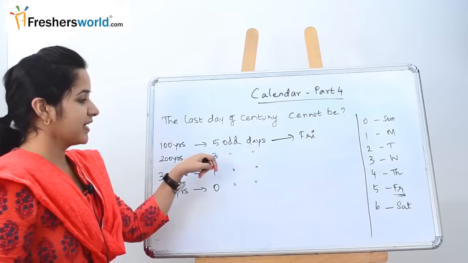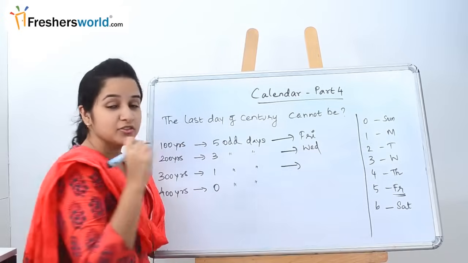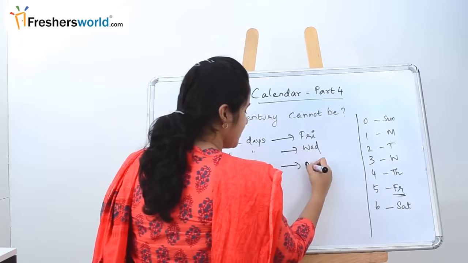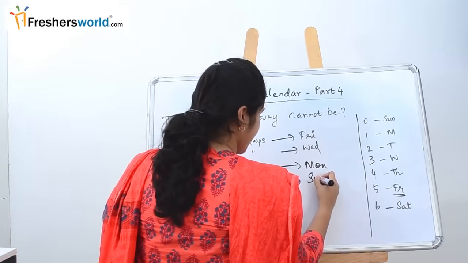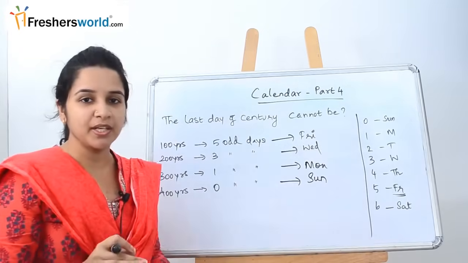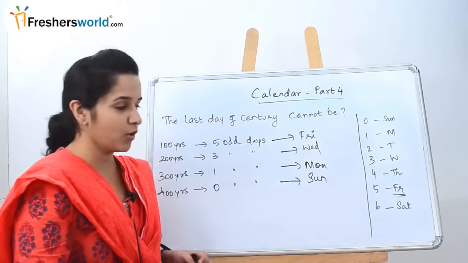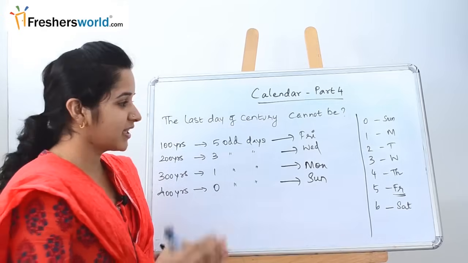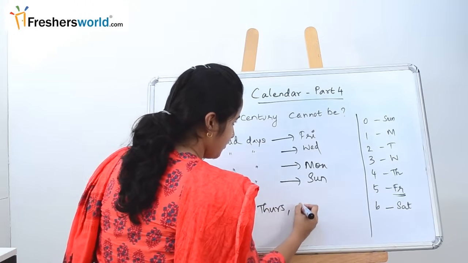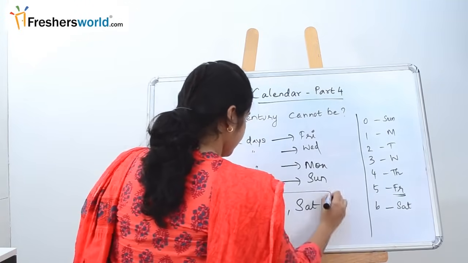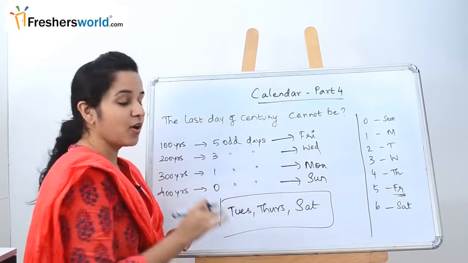200 years has 3 odd days, and 3 is nothing but Wednesday. 300 years will have 1 odd day, which is nothing but Monday. And 400 years will have 0 odd days, which is nothing but Sunday. This cycle will be repeated for all the years. So repeatedly, it will be either Friday or Wednesday or Monday or Sunday. So what are the days that are left out? Tuesday is left out, Thursday is left out, and Saturday is left out. So the last day of the century cannot be a Tuesday, Thursday or Saturday.